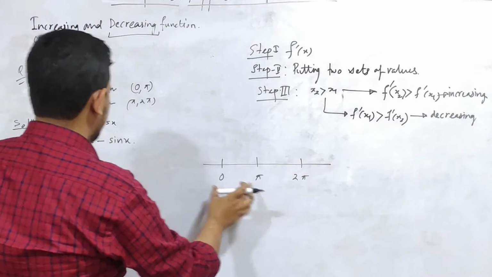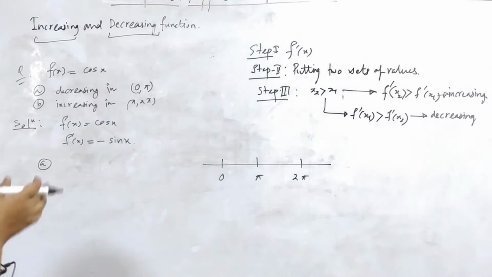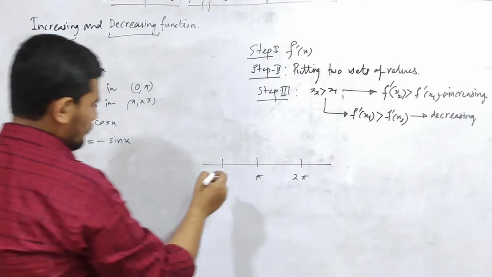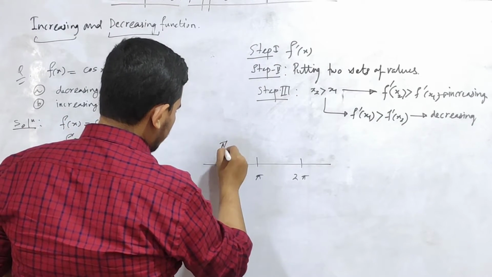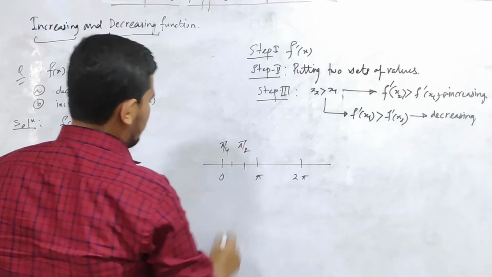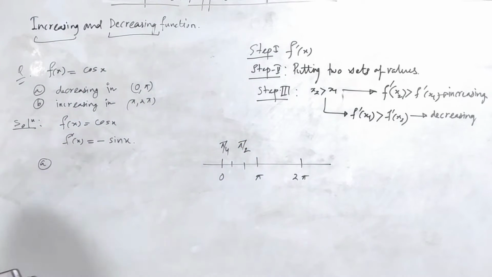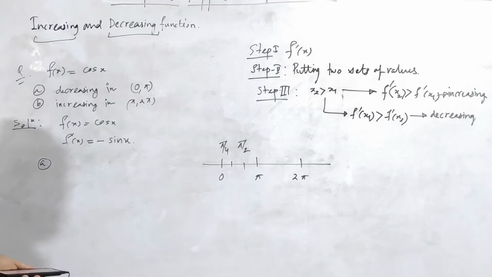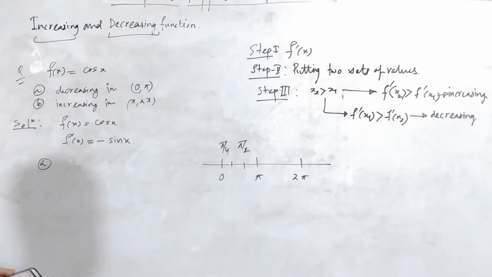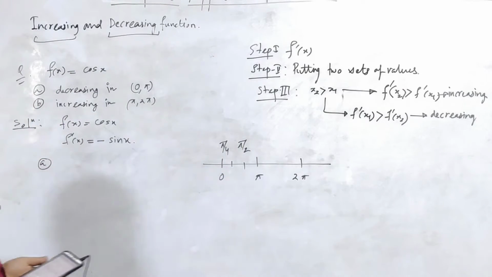In this interval, let's take two sets of values and prove whether it is increasing or decreasing. Between this, we can take x equal to pi by 4, and then we can take x equal to pi by 2. You can take any sets of values according to your wish. There is nothing saying that we need to take only pi by 4 and pi by 2. You can take any infinite number of points here.